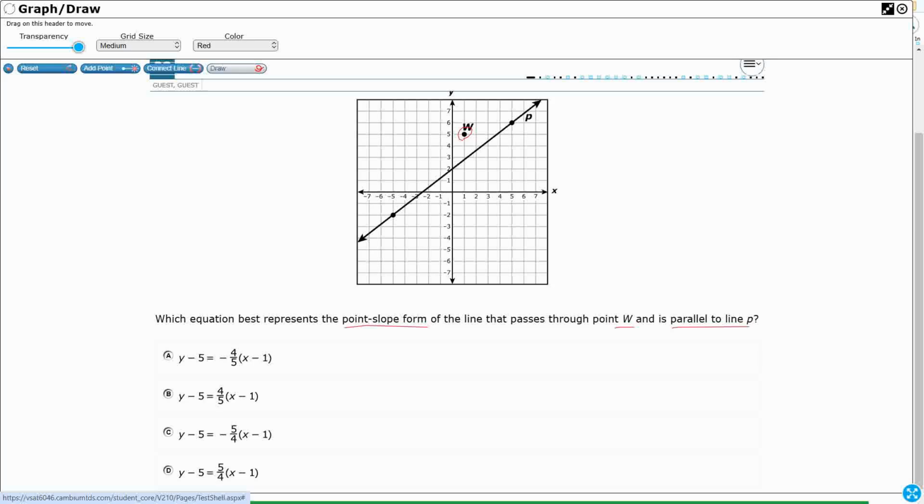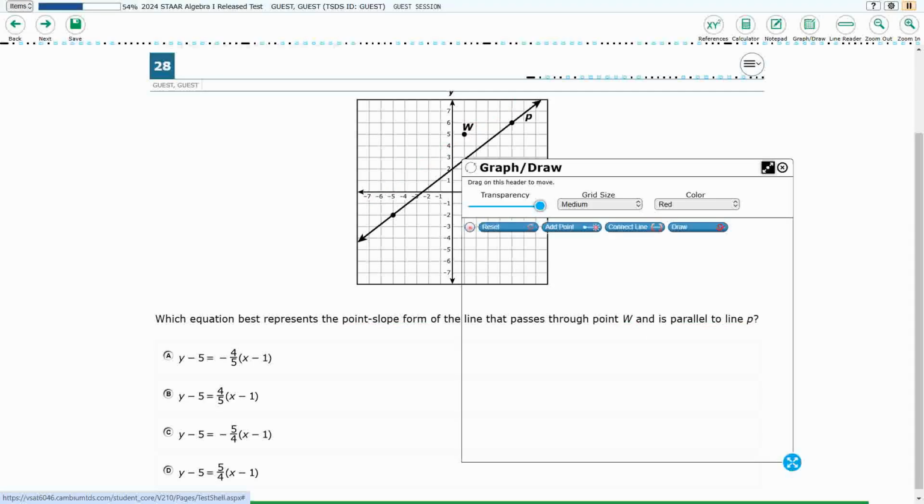Now we need to know what parallel means. Parallel is a line that never intersects with another line. So it's going to look something like this. Now, what I drew was not a perfectly straight line, so we can't necessarily use any points from that to identify the slope of line W. That was just my best recollection. But let's start with this point-slope form. We can at least figure that out.